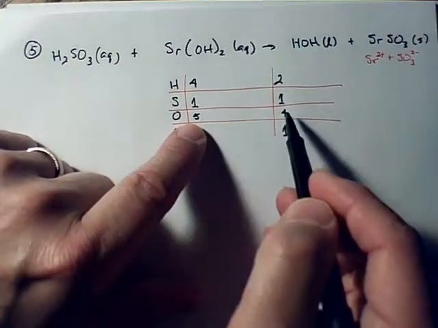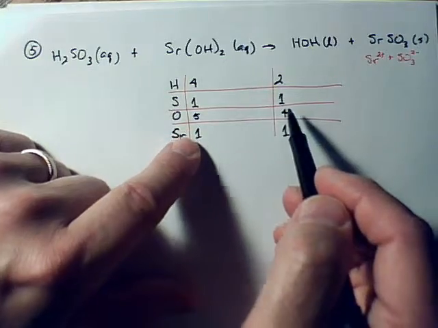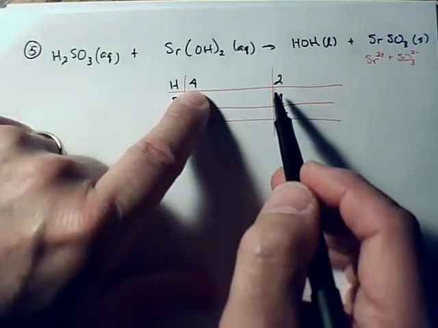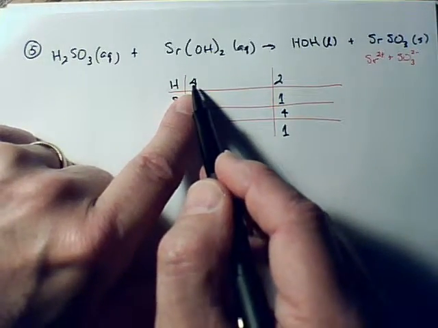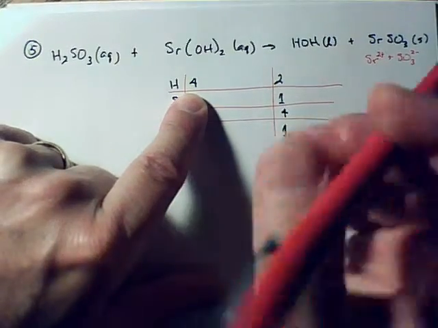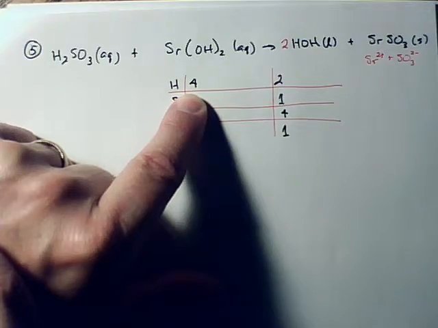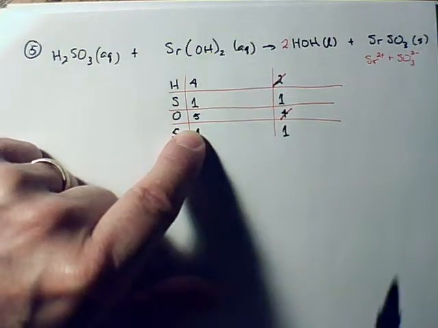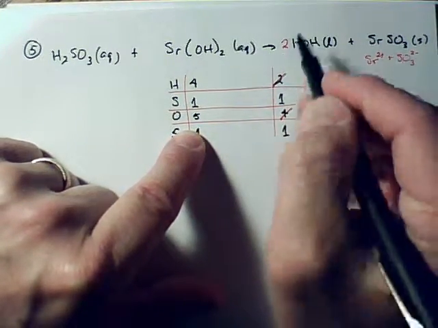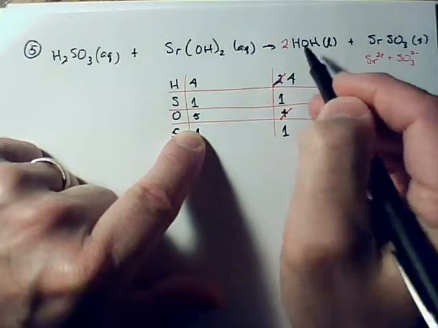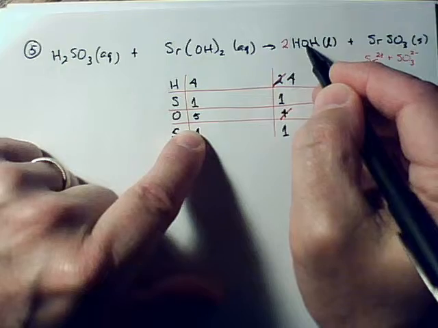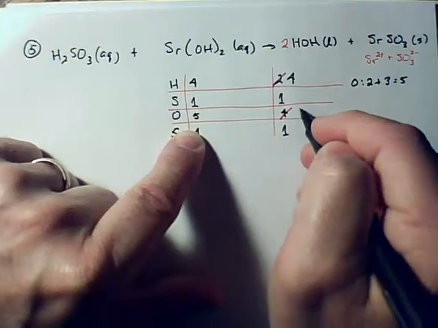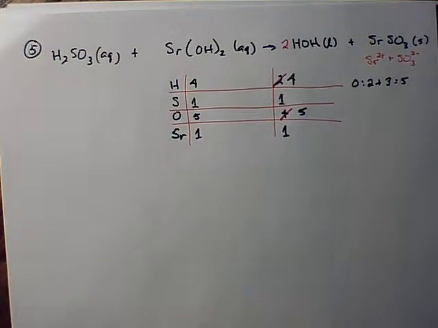You always save oxygen for last. That doesn't mean you have to write it last, it just means you balance it last. And you save hydrogen for next to last. So those are the only ones that are unbalanced right now. So I need to start with hydrogen. Okay? Since I have 4 hydrogens on the left and only 2 on the right, I need a coefficient of 2 in front of water. And that's going to change the number of hydrogens and the number of oxygens. So now I have 2 hydrogens in the formula times 2, so I have 4 hydrogens. I have 1 oxygen in the formula times the 2 plus the 3 over here. That's 5, and that's all it took to balance that equation.